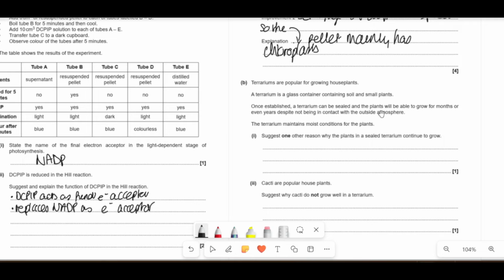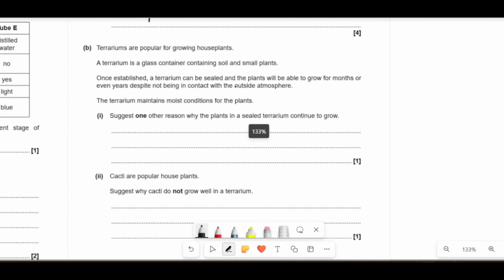So terrariums are popular for growing houseplants. A terrarium is a glass container containing soil and small plants. Once established, a terrarium can be sealed and the plants will be able to grow for months or even years without having to be in contact with the outside atmosphere. So, give one other reason why the plants in a sealed terrarium continue to grow. You need to think, what do these plants need that they would have gotten from the outside atmosphere? The only things would be oxygen and CO2. So in this case, they must have a continued supply of oxygen and CO2.